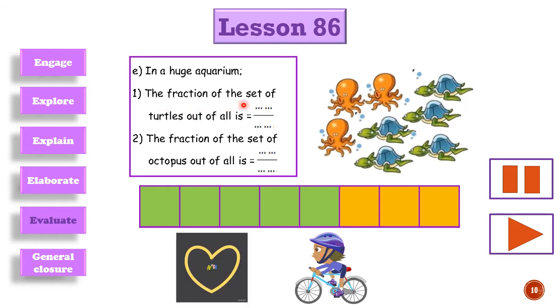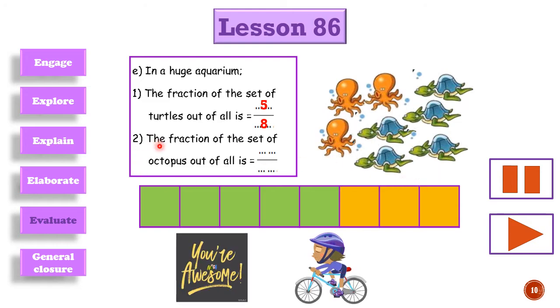The fraction of the set of turtles out of all is 8. Write down 8 in the denominator. And turtles, how many turtles here? Yes, 5. Then write the number of turtles, 5, in the numerator, which is called 5 eighths. 5 eighths represents the fraction of turtles in this aquarium.